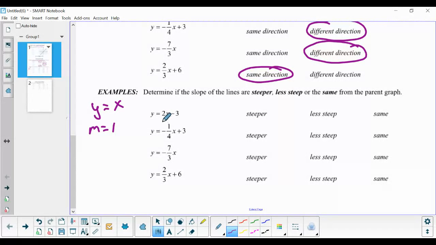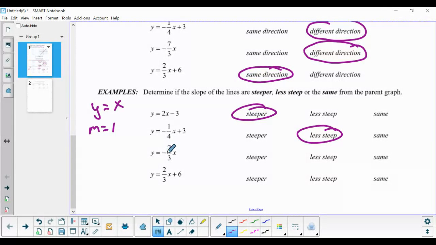So let's talk about 2. Is 2 steeper or less steep? 2 is steeper. And what about 1/4? Is 1/4 steeper or less steep? Well, is 1/4 less than or greater than 1? It's less than, so it would be less steep.